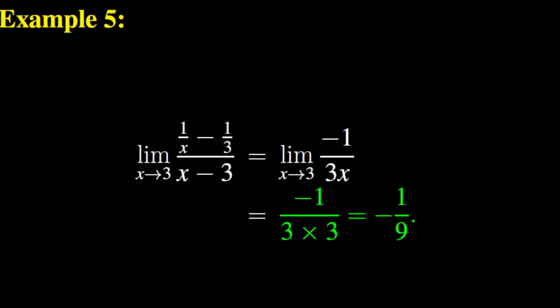Now that we have fully simplified the expression, we can compute the limit by plugging 3. So the limit is negative 1 divided by 3 times 3. In sum, the limit is negative 1 over 9.